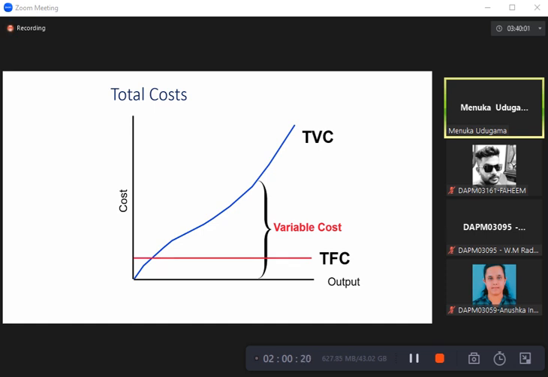Now, this is the fixed cost. Why is this a horizontal line? Because we know the fixed cost in the short run does not vary with the output.